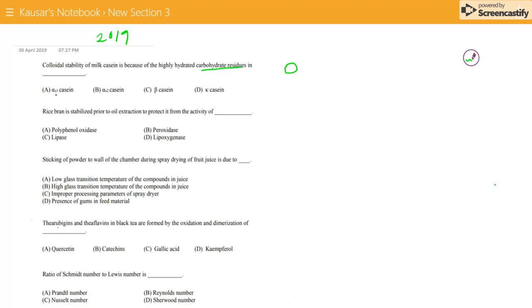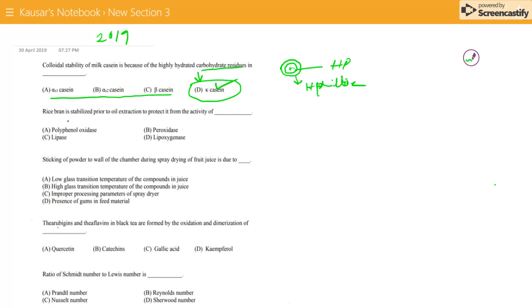Alpha S1, alpha S2 and beta, these three proteins are buried inside because of their hydrophobic nature, and the kappa casein resides outside of the casein protein because it is hydrophilic in nature. So if we have to check the stability of the milk, it is totally related to the kappa casein. So the correct answer is kappa casein.